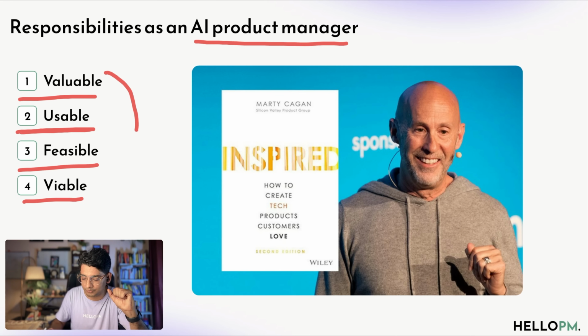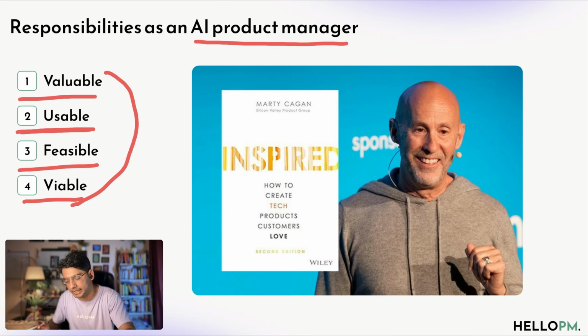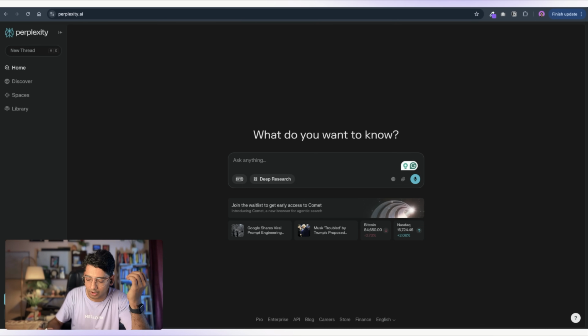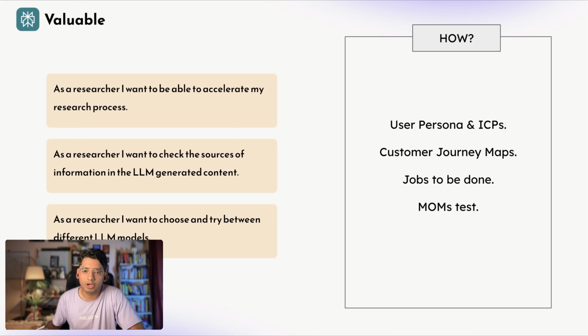Okay, so these are the four things that you need to consider while building not only AI, but any kind of product. Now, in order to help you fit these four things, or four risks, into an AI product, I'm going to take the example of a very popular product called Perplexity. I'm sure most of you are aware of Perplexity. If you're not, you can just go to perplexity.ai and play with the product. It's a wonderful product, and I'm going to take this as a case study to help you understand all of these four variables. Okay, so first, let's talk about valuable.